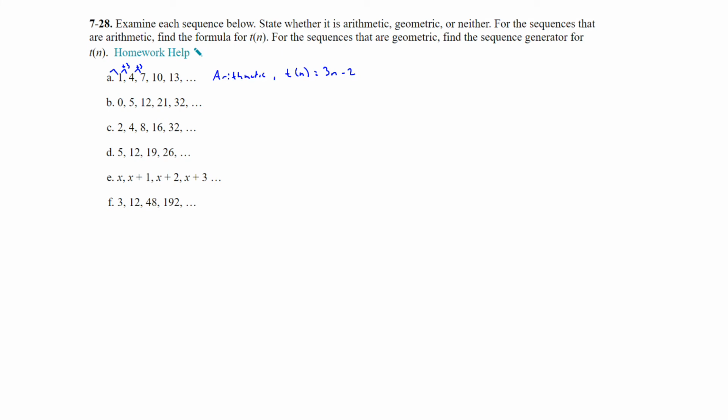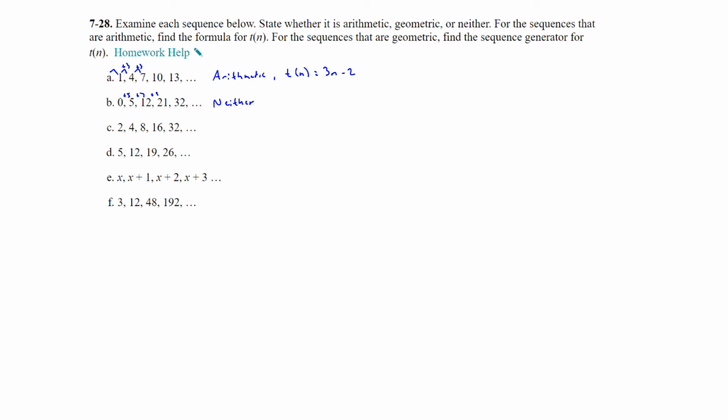Part B, if we're adding, it'll be plus 5 and then plus 7 and then plus 9 and so on. So it's not arithmetic. If you try to multiply 0 times anything to get 5, that's not going to work either. So it looks like this one would be neither. And so that's all we need to do for that one.